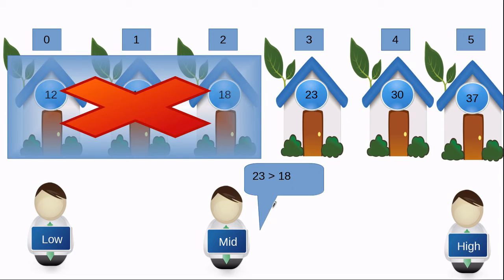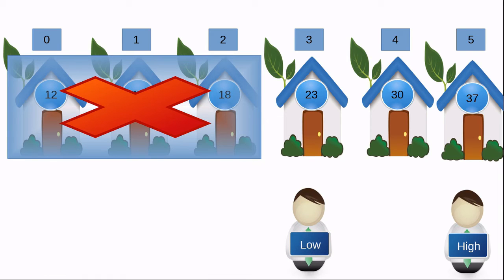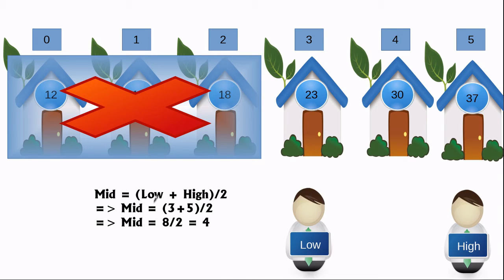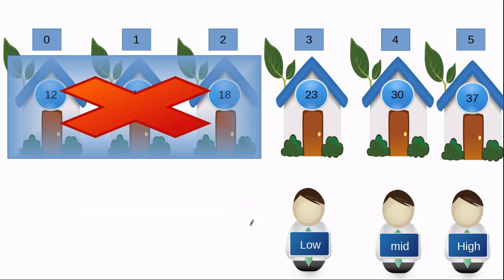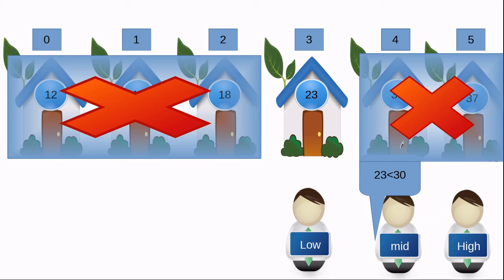Now we have to update the positions of our pointers, so low will move here. Again we have to calculate the mid. Mid will be low plus high by 2. Low is 3 and high is 5, so it will be 8 by 2, that is 4. So mid will move here. Now it again compares 23 with 30 and finds that 23 is less than 30. It means that from the middle till the last, all the elements are greater than the element that we want to search, so we have to discard this. It will look like this.